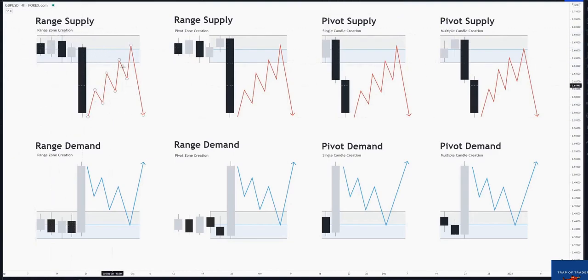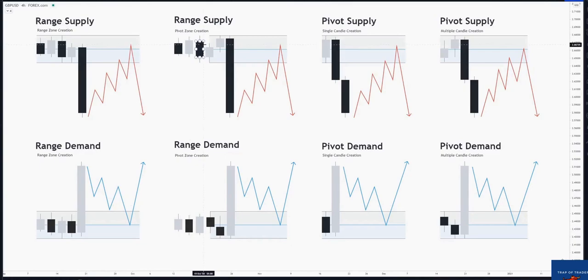And then we would mark out our zone, and we would patiently wait for price to return back to that zone to look for entry. And the same can be said for range created demand. We'd be looking for the highest high and the lowest low of that range in price. We'd be waiting for price to expand to the upside, breaking out of that range, and then we'd be patiently waiting for price to return back to that range to look for an overall trade idea.